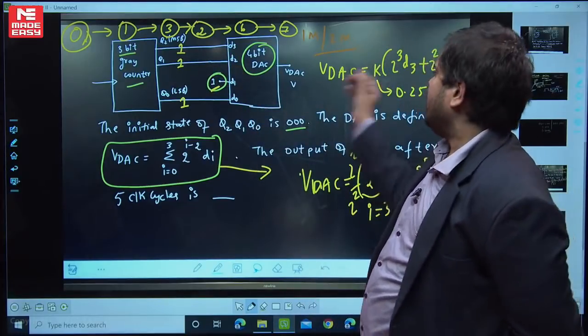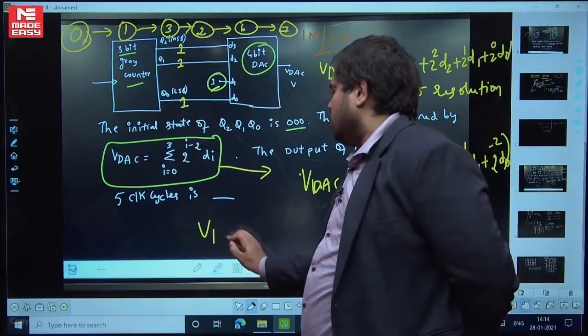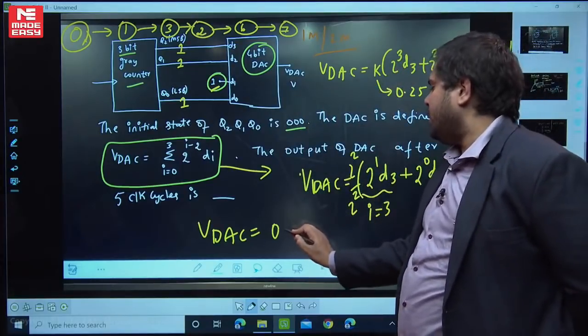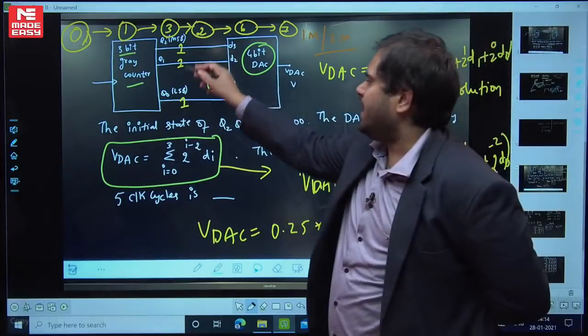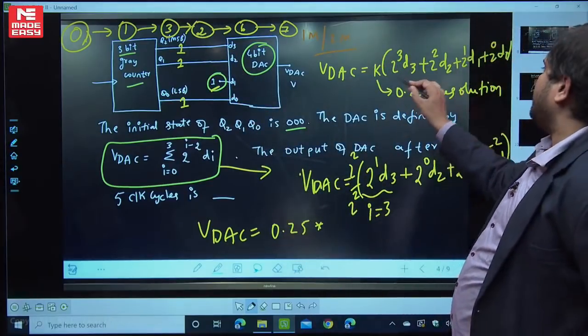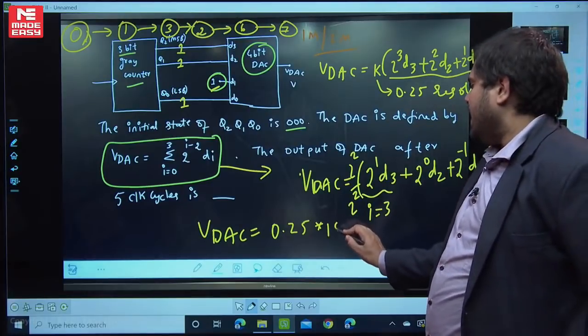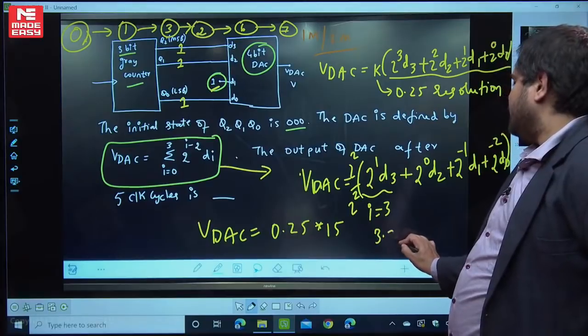Now substitute for VDAC, you just substitute it. So VDAC is equal to resolution. How much is the resolution? 0.25 into what is this value, the decimal equivalent? It's 15. This is decimal equivalent only. So the decimal equivalent is 15. So the answer is basically 15 by 4. So 3.75 is the answer. Simply 3.75 is the answer.